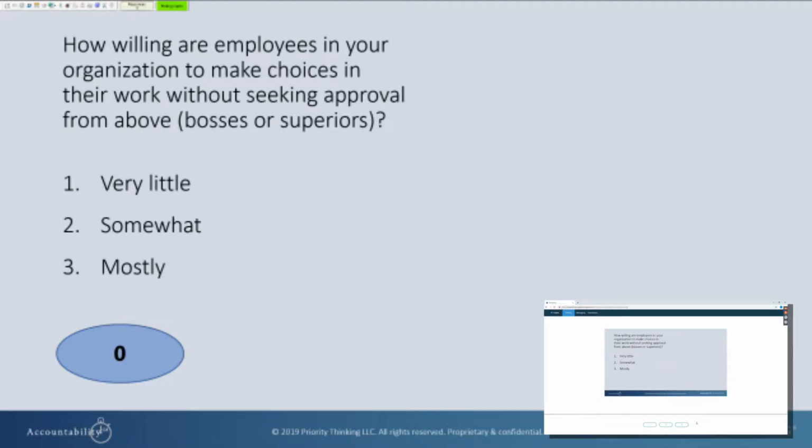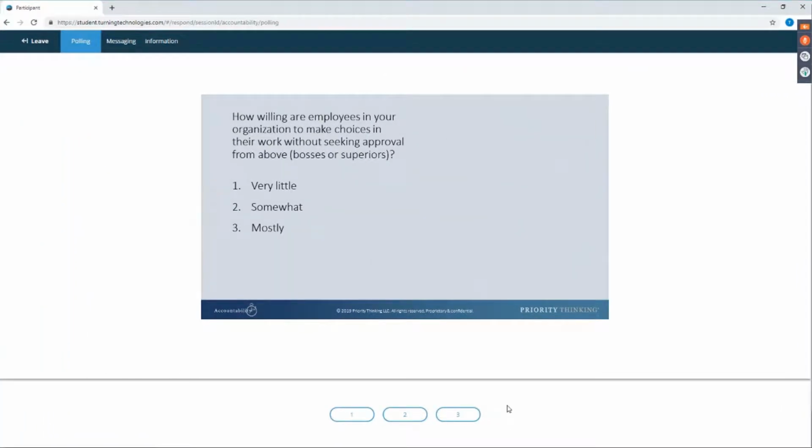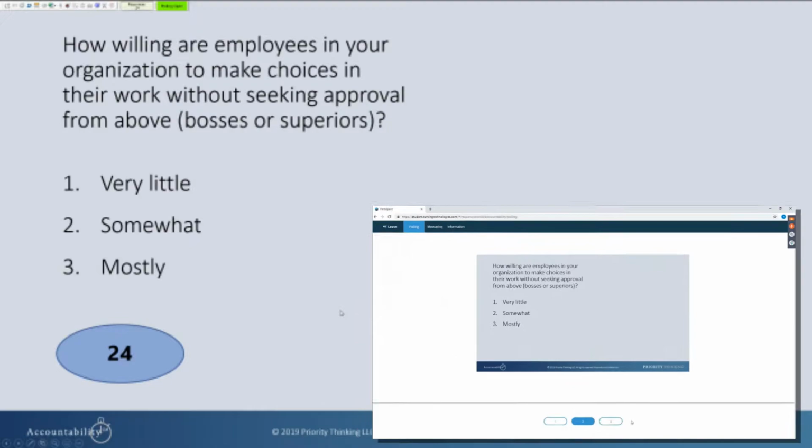I'm sorry, let's just do one more question. How willing are employees in your organization to make choices in their work without seeking approval from above? In other words, they know what to do and they go do it without seeking approval. Or they may know what they're doing, but still seek approval. In other words, this can happen a lot in organizations.